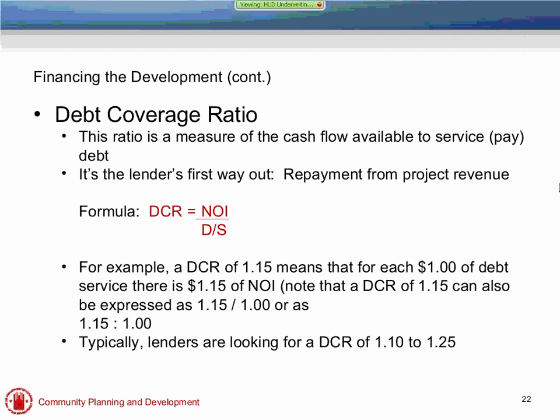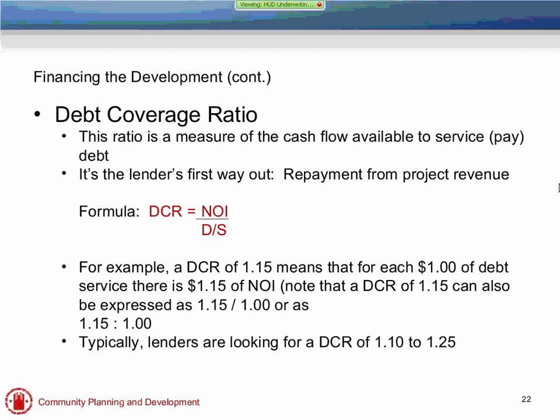I would say today it's unusual to see lenders making loans with coverage ratios of as little as 1.1. For many, many years, that was HUD's underwriting ratio for the FHA 221(d)(4) program. But today most lenders are going to be looking for 1.15 or 1.2 and up, depending upon the nature of the project.